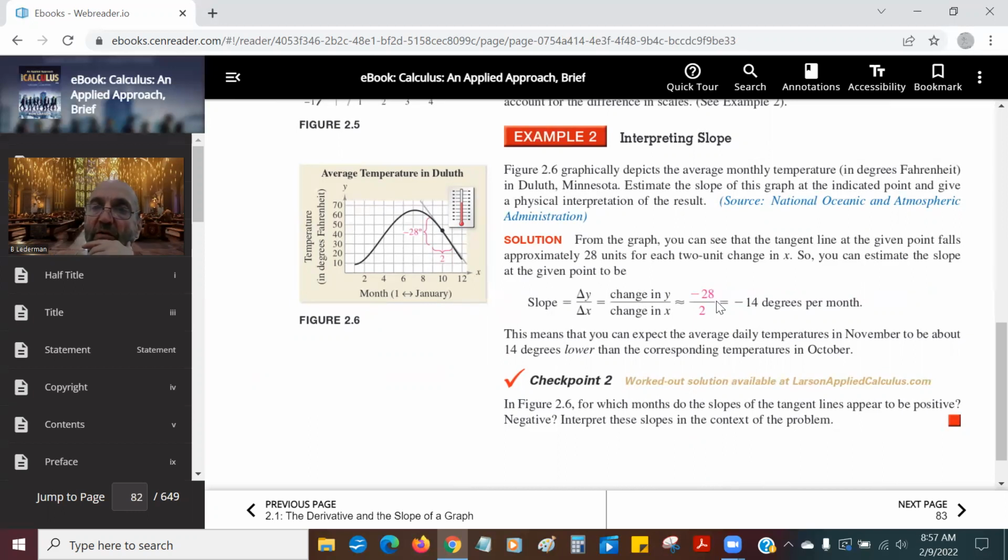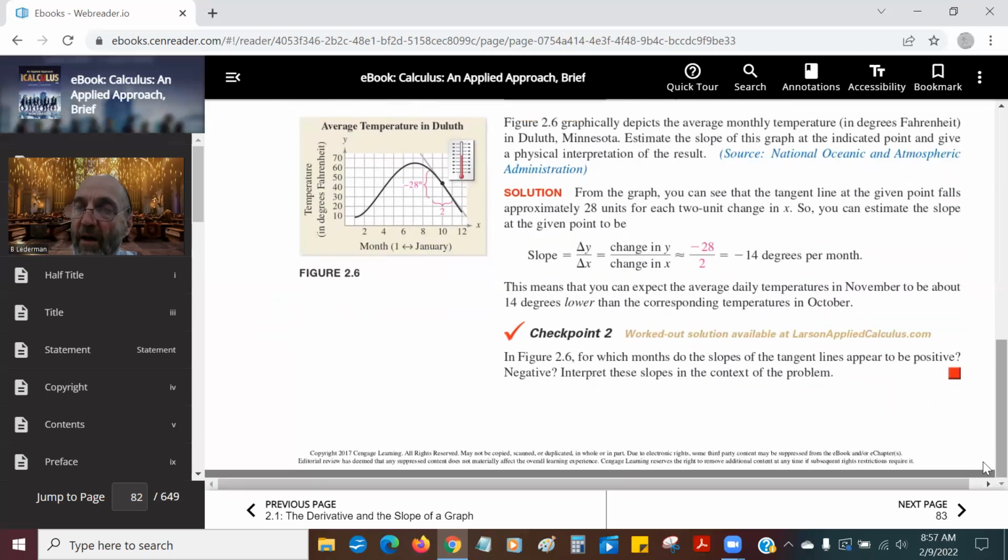So the slope is going to be negative 28 over 2, because the y value changes by negative 28. It goes down 28 every time the x value goes over 2, which is negative 14, a slope of negative 14, which means it's going to be about negative 14 degrees per month. Meaning each month it's going to be about 14 degrees colder than it was. So this means you can expect the average daily temperatures in November to be about 14 degrees lower than the corresponding temperatures in October, and that's what slope kind of gives you.